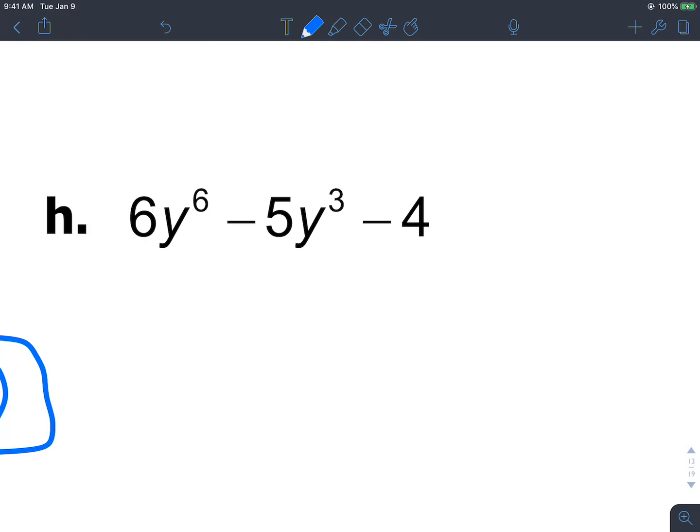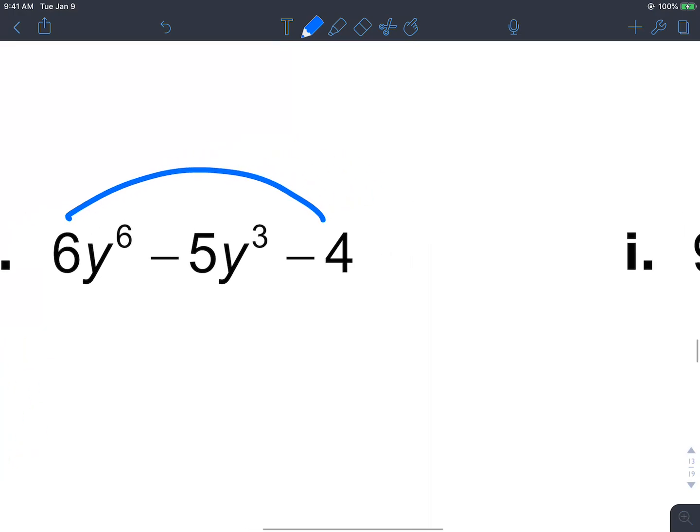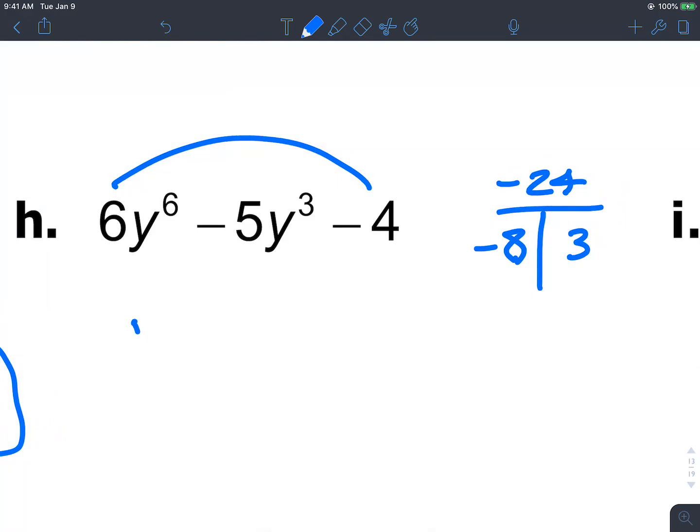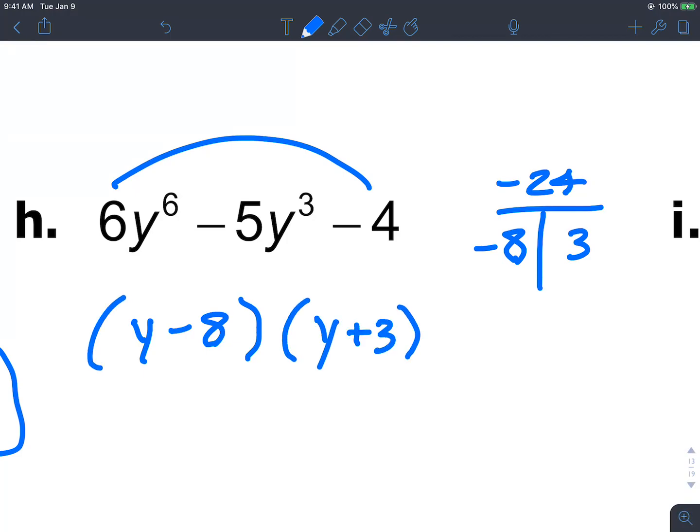Okay, this one here is going to be kind of hard because they're not all divisible by the same thing. So I guess we're going to have to do divide and slide. Figure out what multiplies to negative 24 and then adds up to negative 5 in the middle. And I guess we could go negative 8 and 3. So we're going to write this as y and then minus 8 and then y plus 3. Now, it's actually not y and y here because it's got to multiply to y to the 6. So I'm going to go y cubed and then y cubed right there.